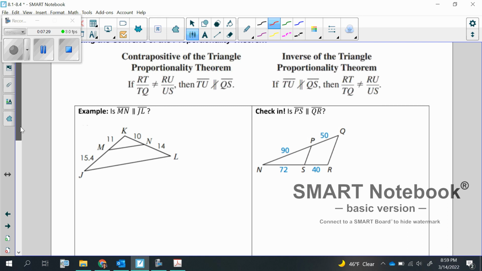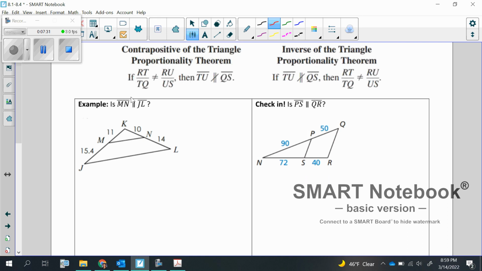So let's look at some examples to clear this up a little bit. It basically is asking, is MN, so is this segment right here, parallel to JL? To check that, we're going to do exactly what we did in the last ones, and we're going to see, does piece over piece equal piece over piece on the right side? So we're going to see, does 11 over 15.4 equal 10 over 14?